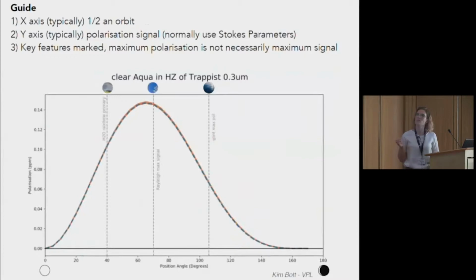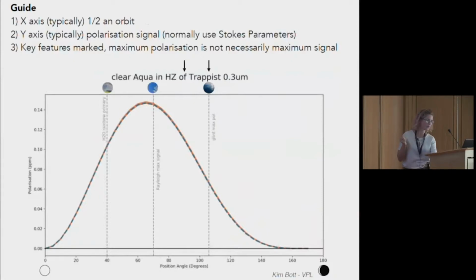For the plots I'm about to show you, this is just a dummy plot. I just wanted to point out that the x-axis is typically going to be just half of an orbit, so we're going from full phase to new phase. The y-axis is polarization in parts per million, so that's telling us the size of the signal. Current polarimeters are sensitive to about 1 part per million.